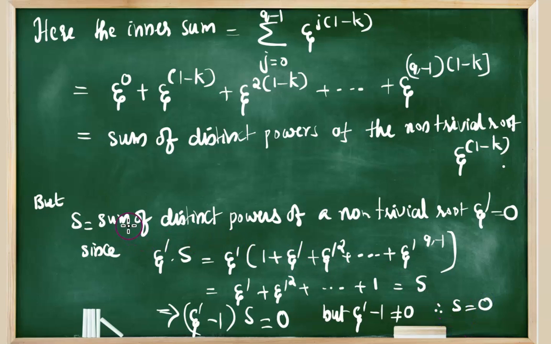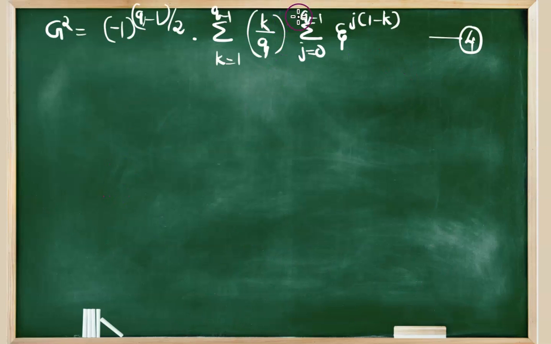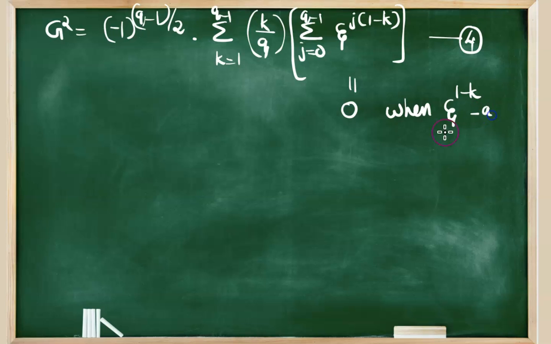That is, we have obtained that if zeta dash is any non-trivial root of unity, then the sum of distinct powers of zeta dash will be equal to 0. Therefore, we obtain that this inner sum is in fact equal to 0 itself. So we can see that in the equation 4, this inner sum will be equal to 0 when theta raised to 1 minus k is a non-trivial root.